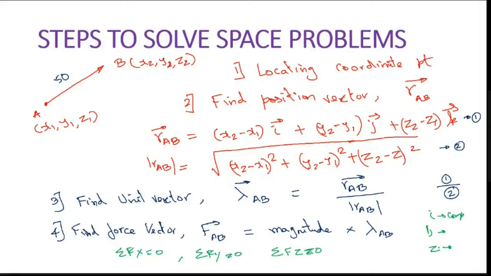So once you have these three equations, you can substitute them and find out the value of the remaining term, whatever they are asking. This is the normal procedure in solving all the space problems. The only thing is locating the coordinate point. There is a little bit of difference in one problem. We will also discuss that, and we will solve some problems also.